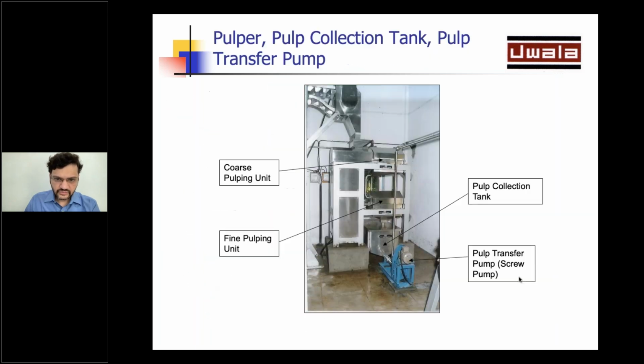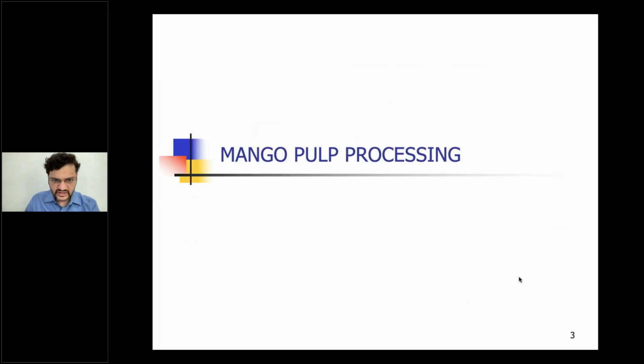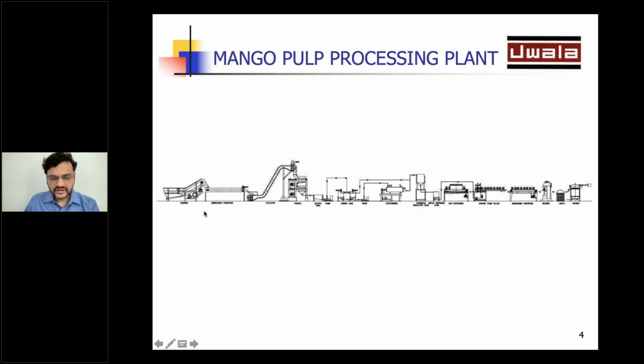I'll very quickly revise the entire line for you in less than a minute. Okay, so this is the line. From the left, I'll start. First we wash the mangoes. We do a basic inspection and slicing of the mangoes on the inspection conveyor. Then the product is taken with the help of an elevator to the pulper.